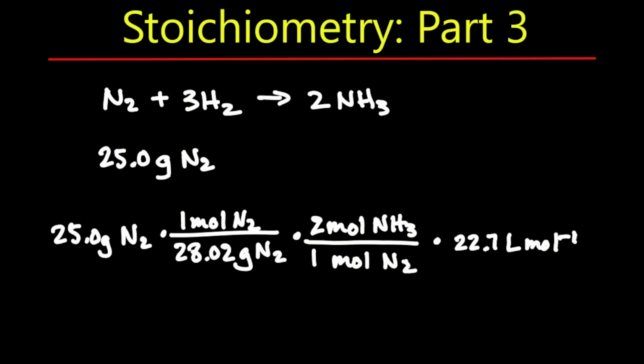This is why I would encourage you to write it down every time. And if it repeats itself or if it can be cancelled, just cancel it or don't take it into account. The answer is 40.5 liters of NH3.